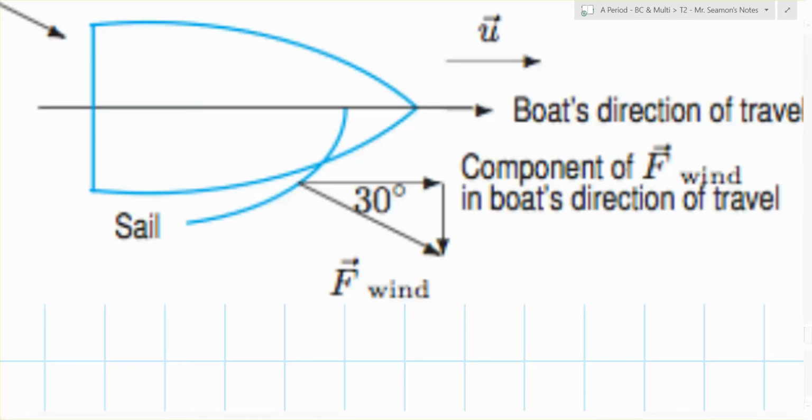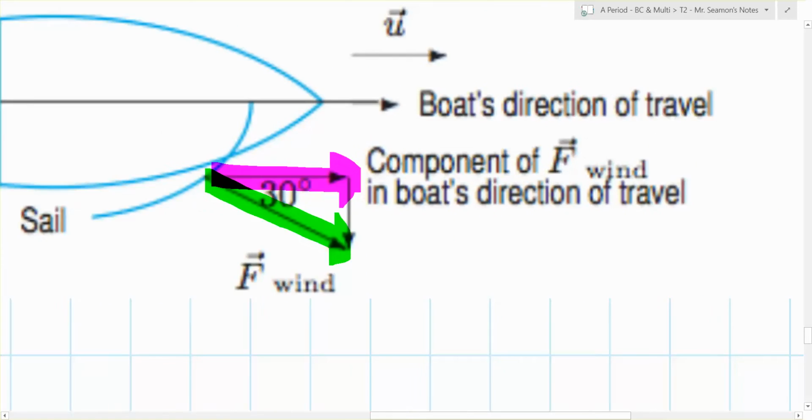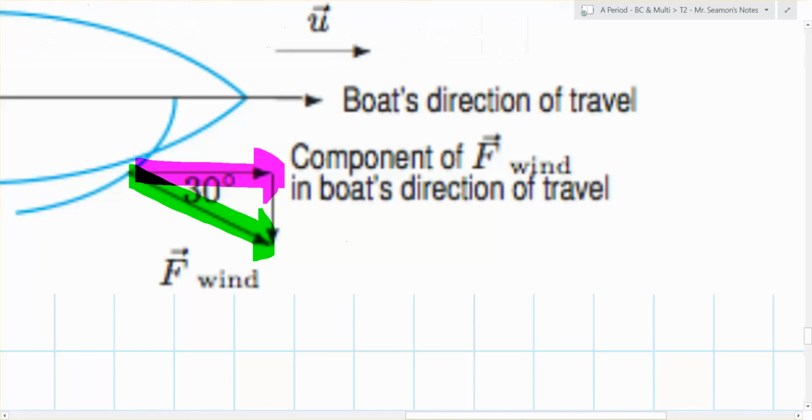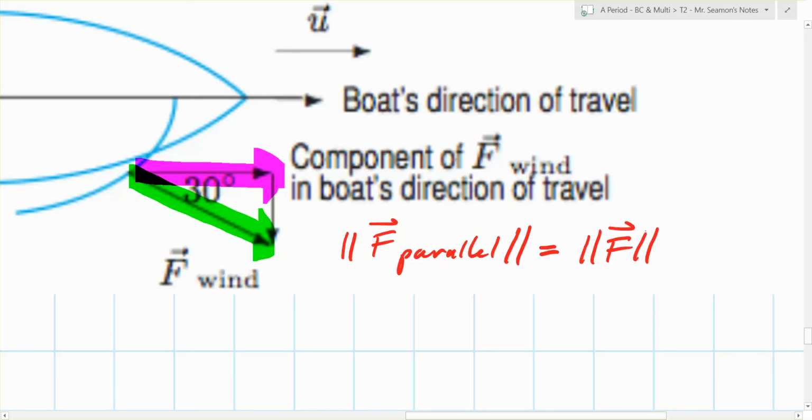To translate this question, we are given this vector right here. Here's F, here's the force. Which vector are we trying to find? That vector right there. So we know that the magnitude of F parallel, do you remember what that is going to be? That's the projection. It's going to be the magnitude of F times what? Times cosine of theta. Are you with me so far?